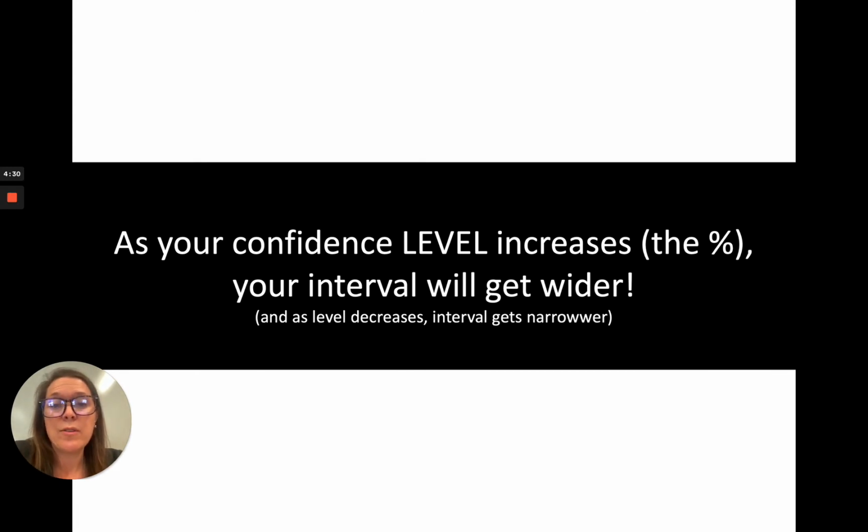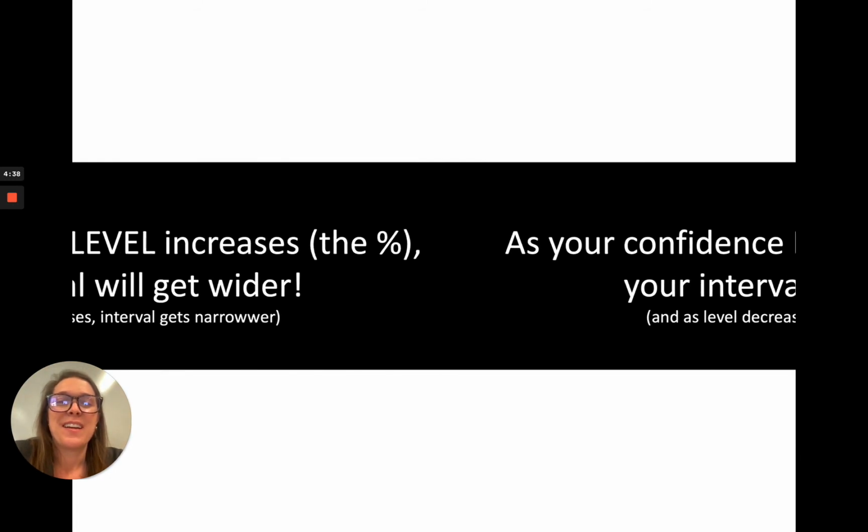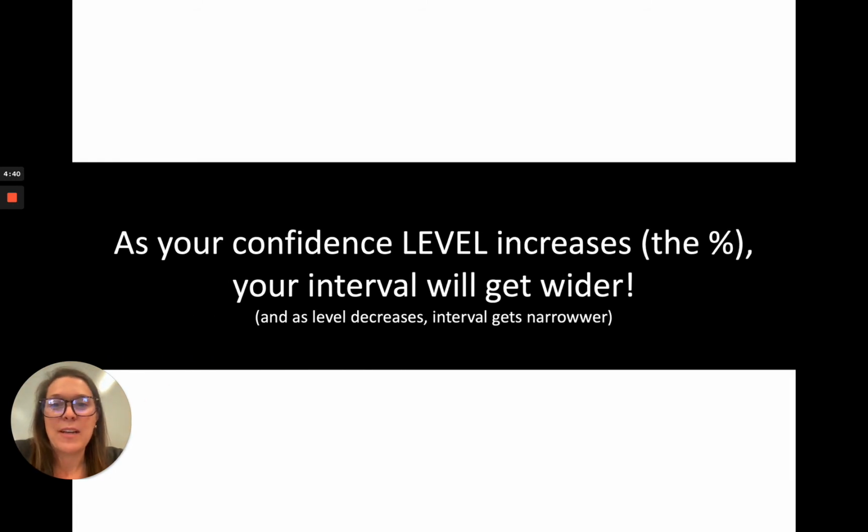So as confidence level decreases, your interval is going to get narrower. Okay, all right, so we've got that. As your confidence level increases, your interval will get wider. So increase, wider; decrease, narrower.